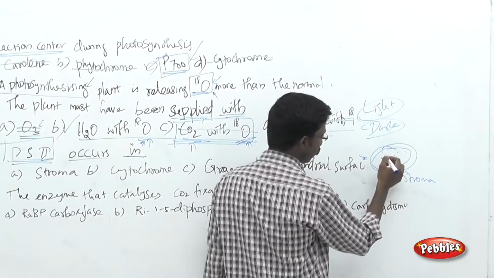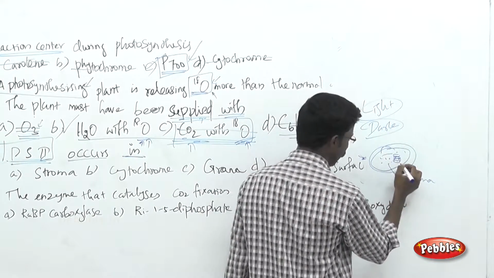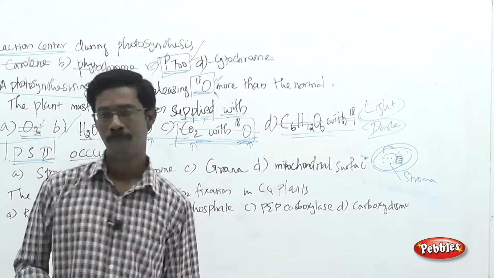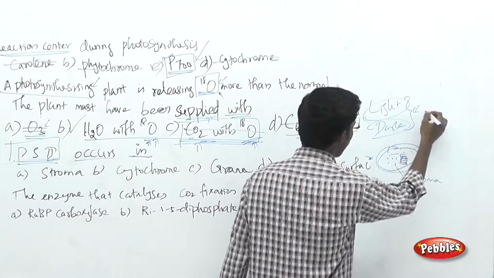Within a stroma, there are structures called lamella, and within a lamella, there is the coin-like arrangement called thylakoid, and the thylakoids form an arrangement called grana. Okay, and you have to remember one thing. I told you about light and dark reaction.